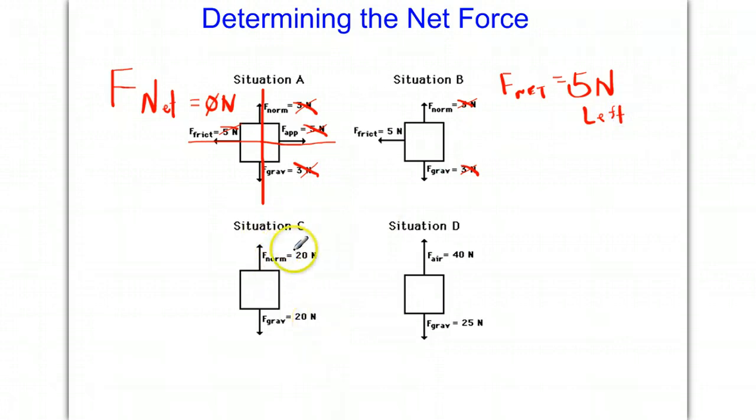Situation C, I have 20 newtons of my normal force versus 20 newtons of gravity, and since these are opposite of one another, the net force again is also 0 newtons. Lastly, situation D, I have 40 newtons vertically versus 25 newtons downward due to gravity, and so my net force is going to be equal to 15 newtons upward.